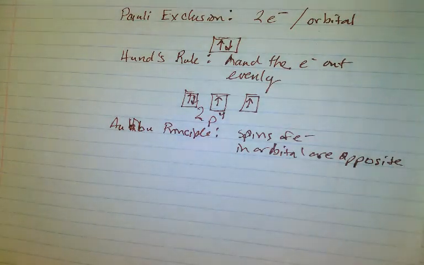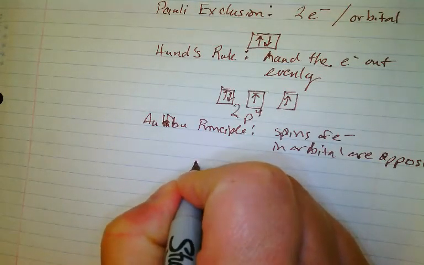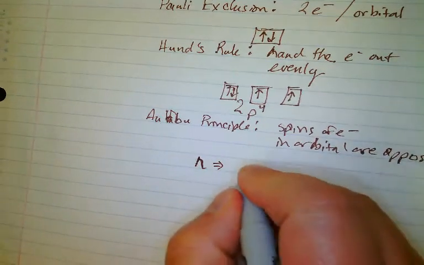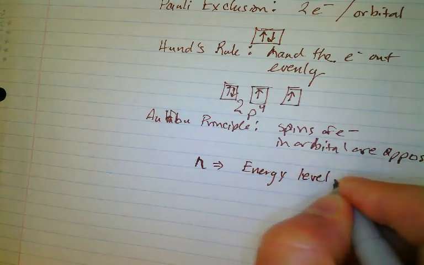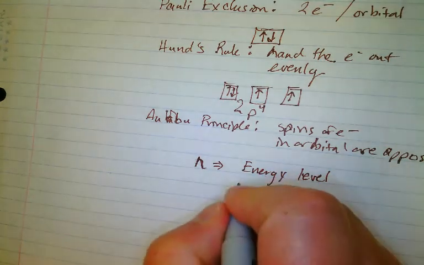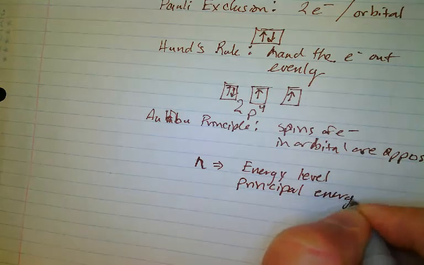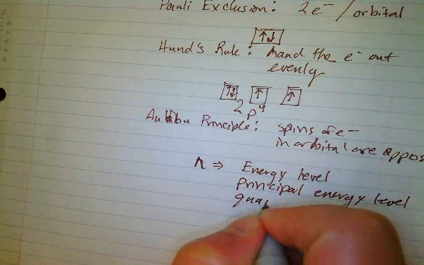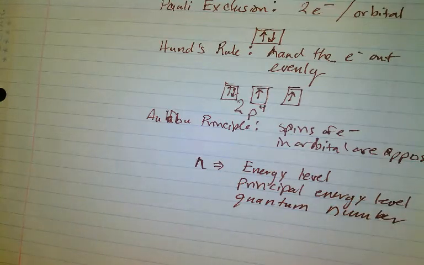Okay, so now I'm going to go through all the new symbols. Our first new symbol that we learned about, and it shouldn't have been new, is a little n. Little n is energy level. Now, energy level has several different names. You could call it principal energy level. You could call it energy level. You could call it a quantum number. I think they called it something even beyond that. What else did they call it?